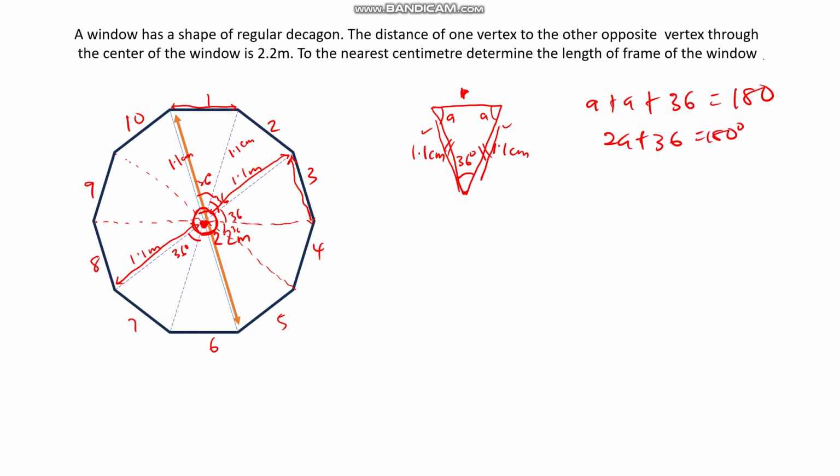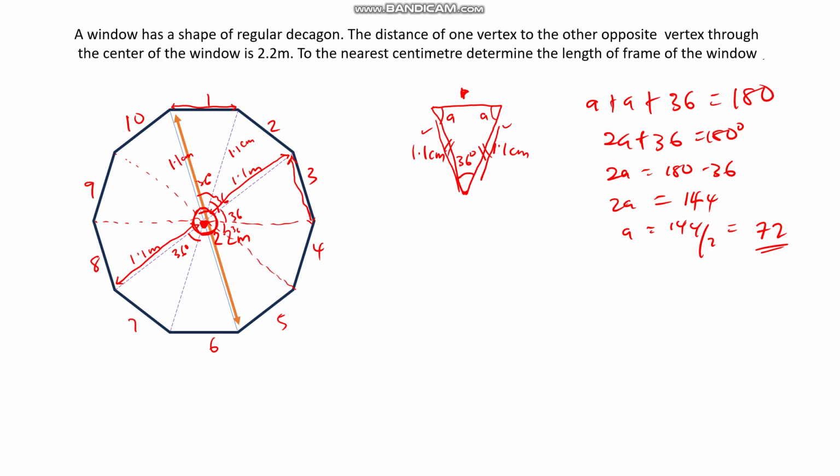Alright. Now you can say 2A is equal to 180 minus 36, and when you remove 36 from 180, that should be giving me something like 144. And now my A is 144 divided by 2. That's, I think, 72. If I'm right, yes, I should be right. 72 plus 72, 144. 144 plus 36 should give me 180.